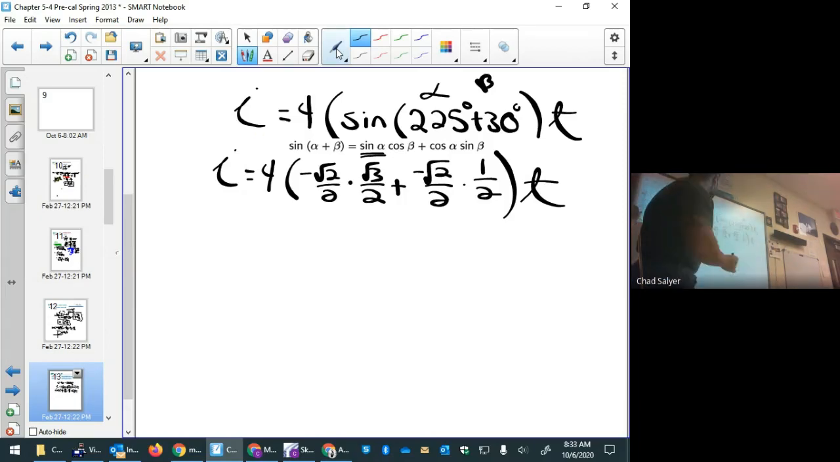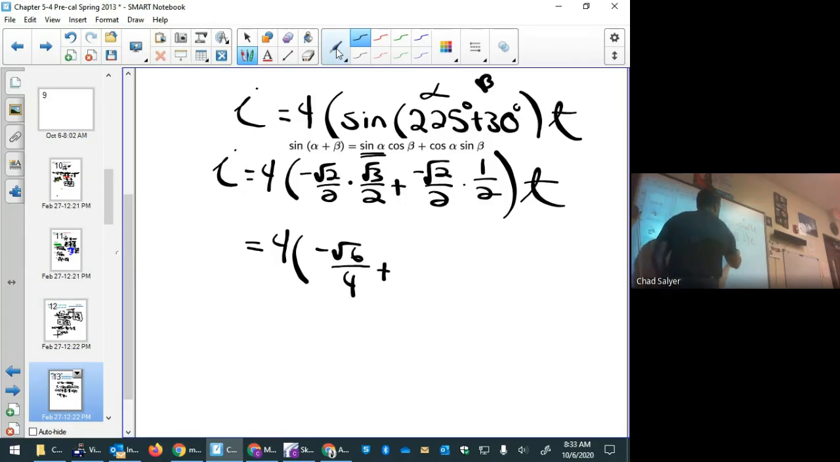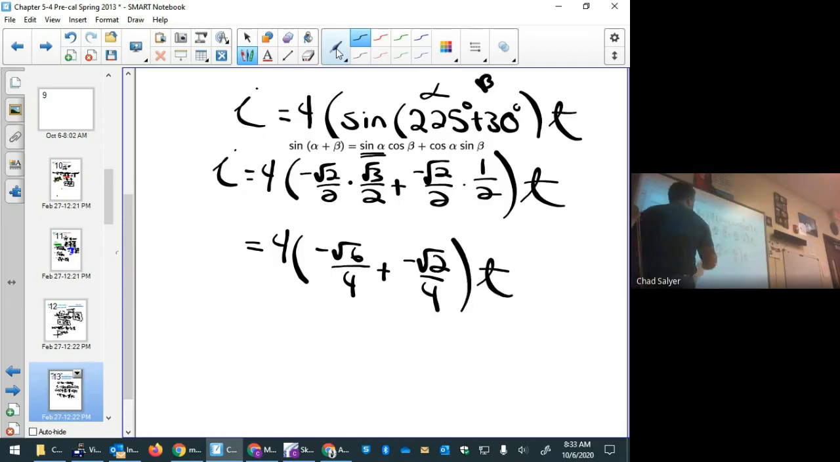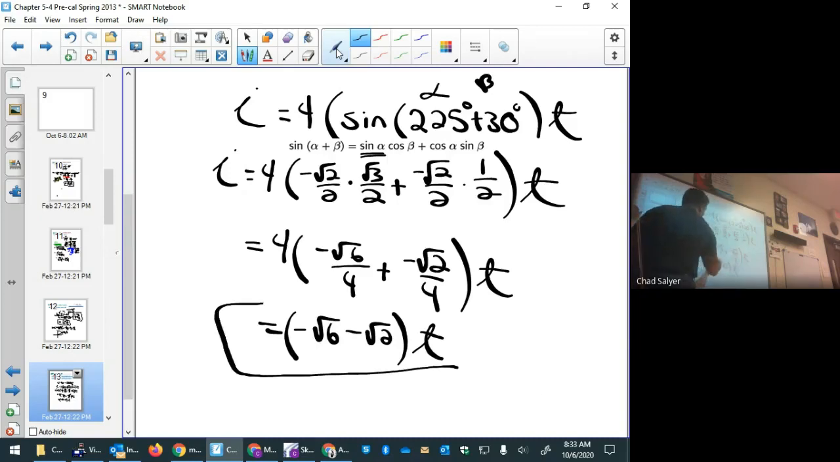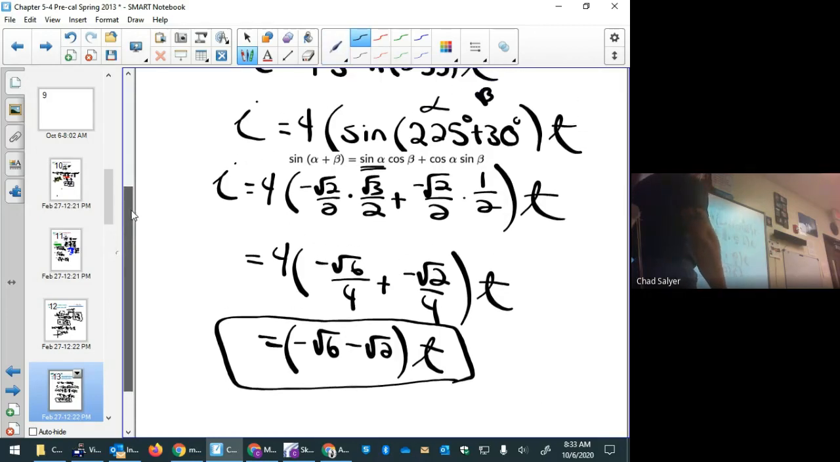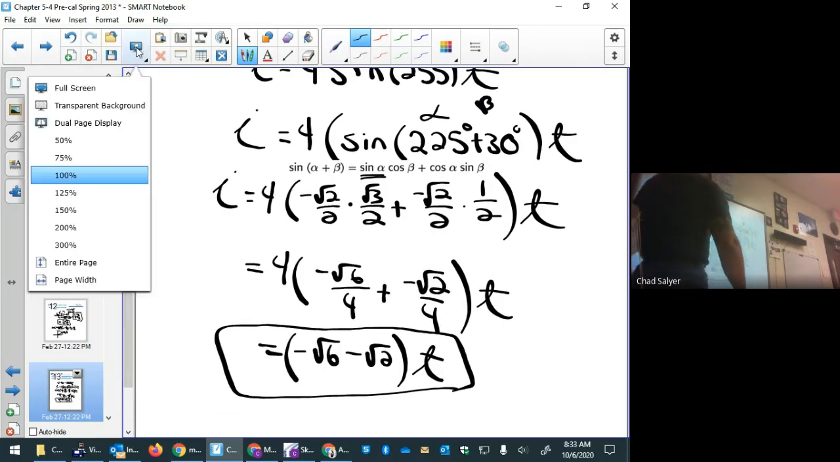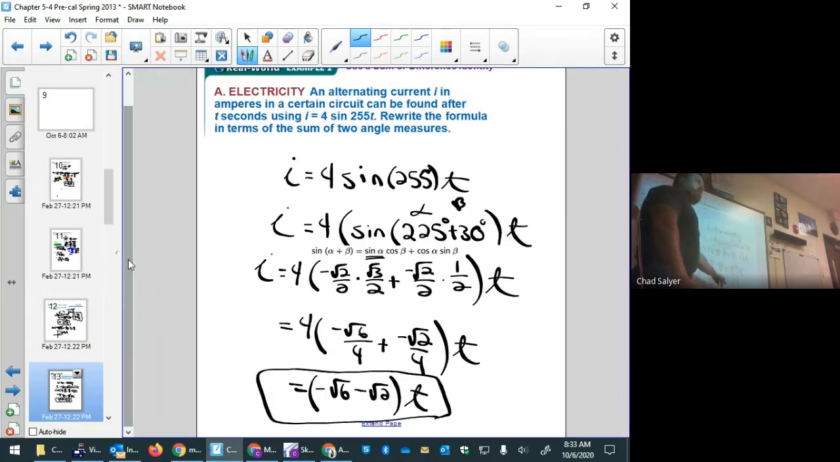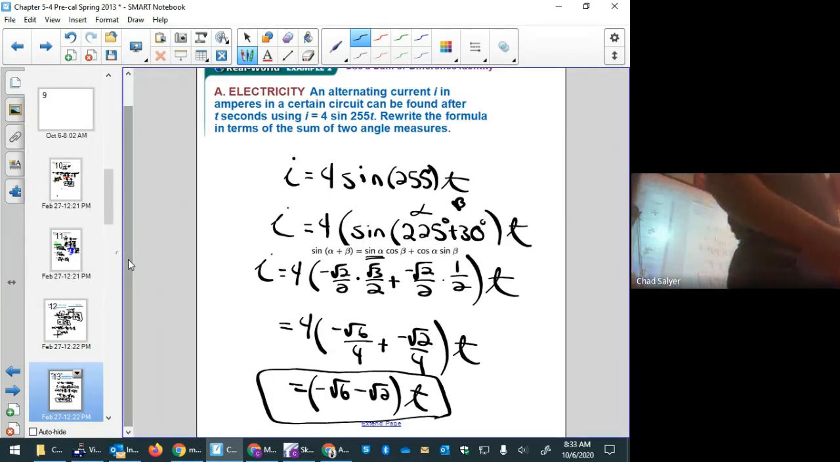So if I multiply, well, let me combine these fractions first. See, when I multiply through by 4, all the denominators are going to cancel out. And there you've got a much simpler formula. So you see, if you're an electrical engineer or an electrician, it's going to be a lot easier to work with this because you don't need to worry about a trig function.